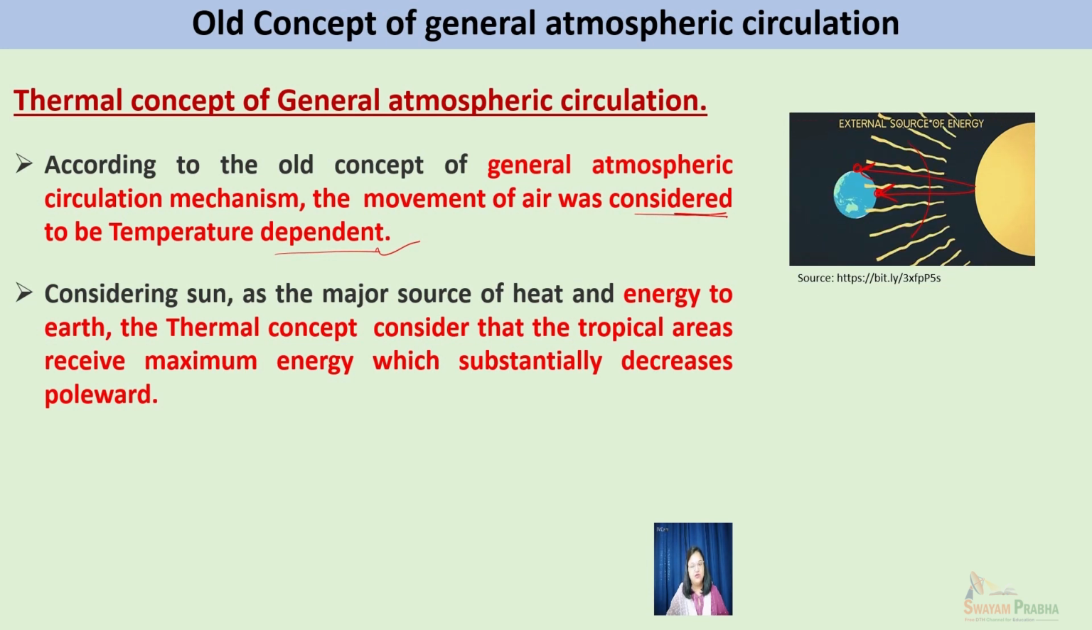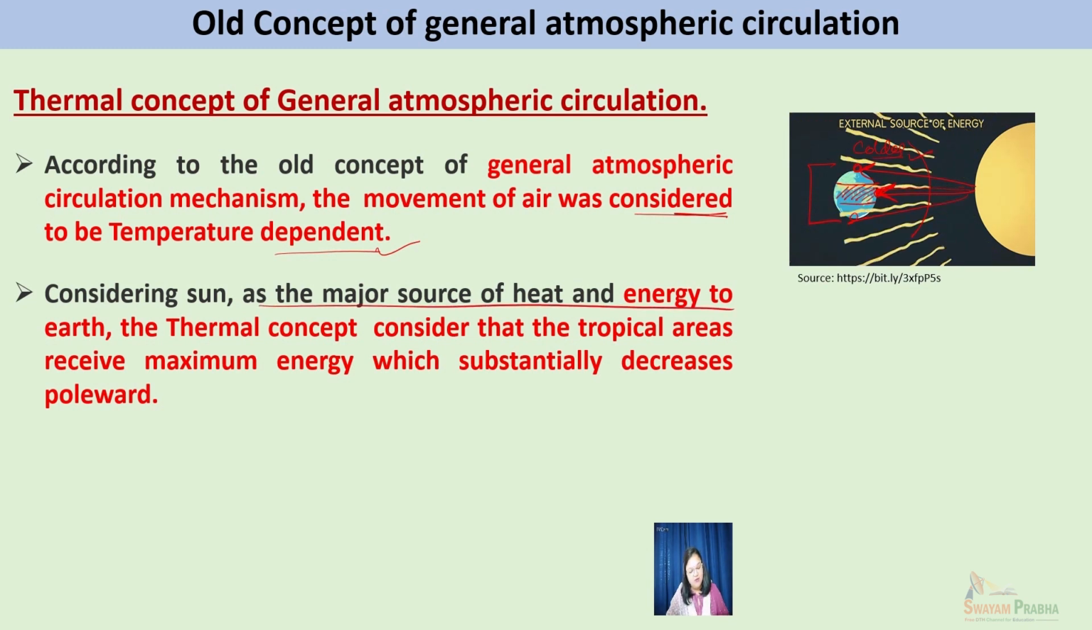Therefore, the lower latitudes or the tropical areas become much warmer as compared to the polar areas, which remain colder throughout the year. You can see that clearly there is a latitudinal imbalance in the amount of energy which is received from the sun.